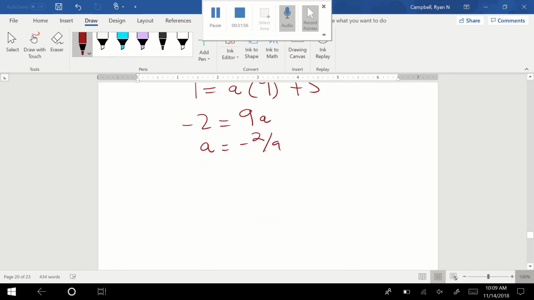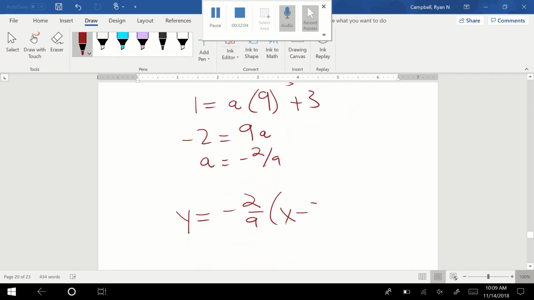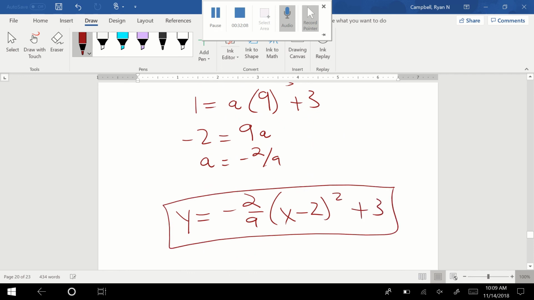So our actual equation is y equals negative 2/9 times x minus 2 squared plus 3. And you can just leave it like that. I don't need it to be in general form. This is an actual form that you can use, so that one's fine with me. If you want to leave it like that, I'm cool with it.